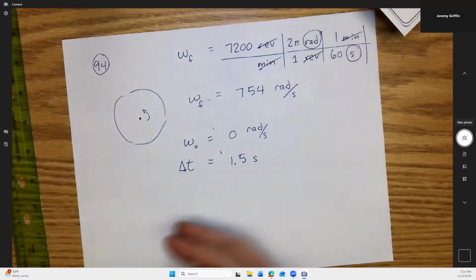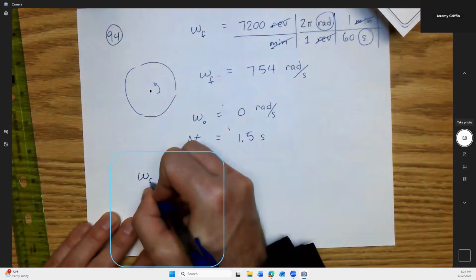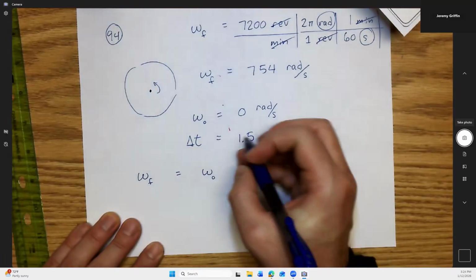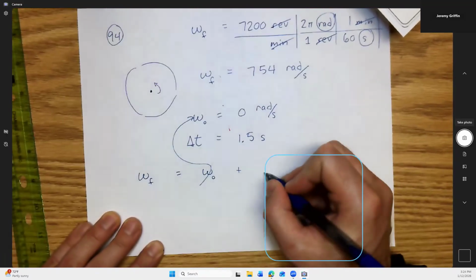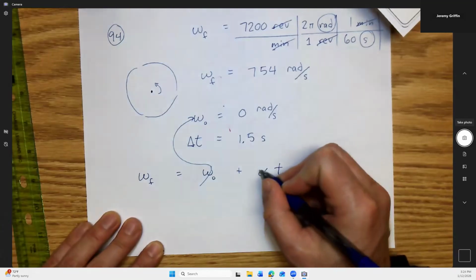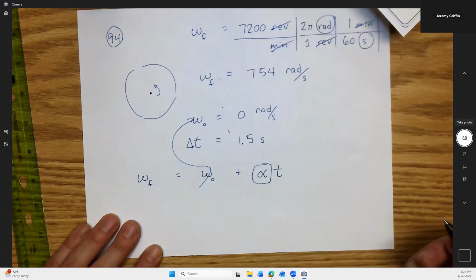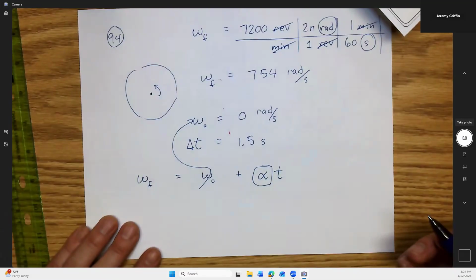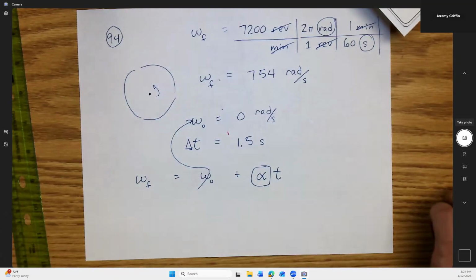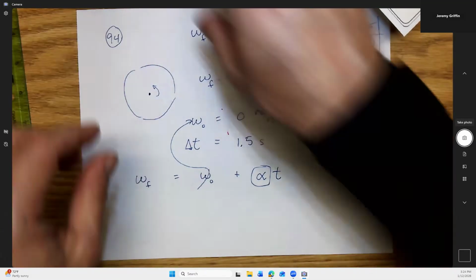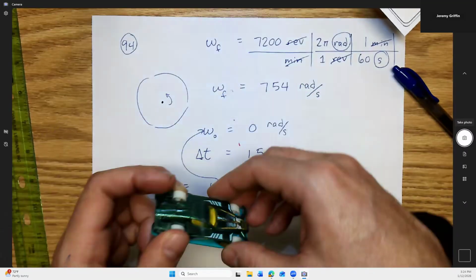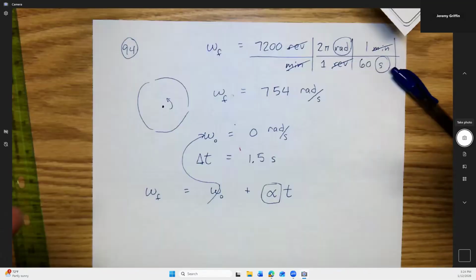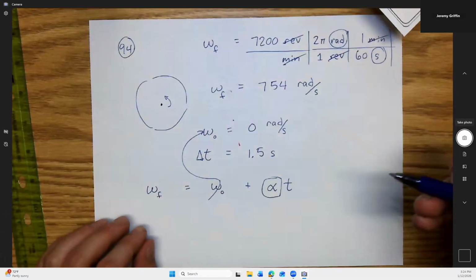So let's do that. How fast it ends up spinning is equal to how fast it started spinning, which of course is 0, plus alpha times t. You guys remember one of your first big labs? You guys had speed gates and stopwatches. I had split you up into different groups. So that was kind of the linear version of this rotational example.